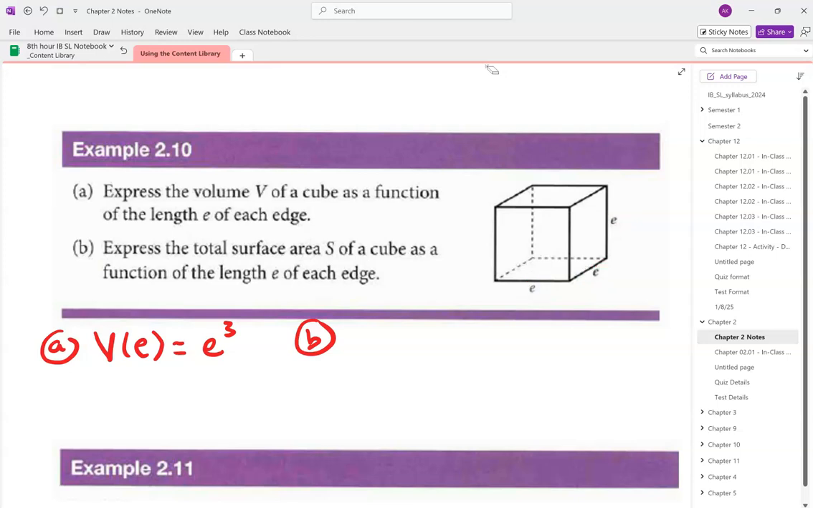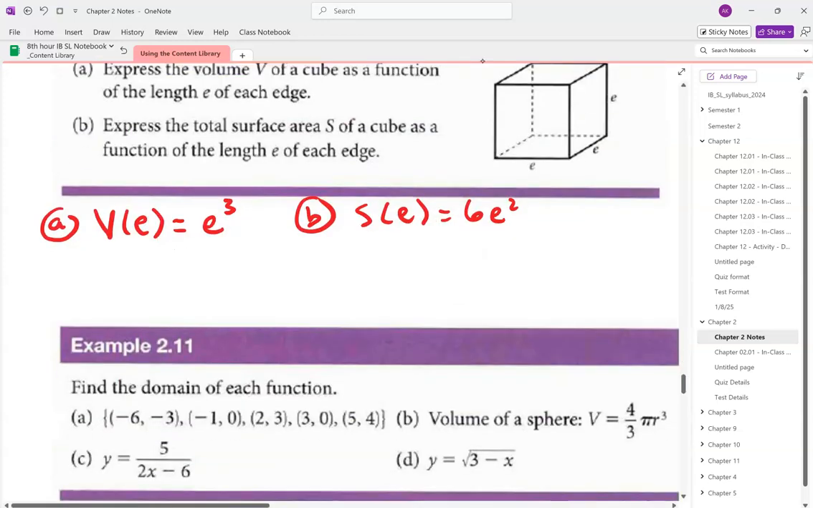Part B says express the total surface area of a cube as a function of the edge length. 6e squared. Excellent. So again, one face is E squared. How many faces are there on a cube? 6, the same number there is on a die. 6e squared.